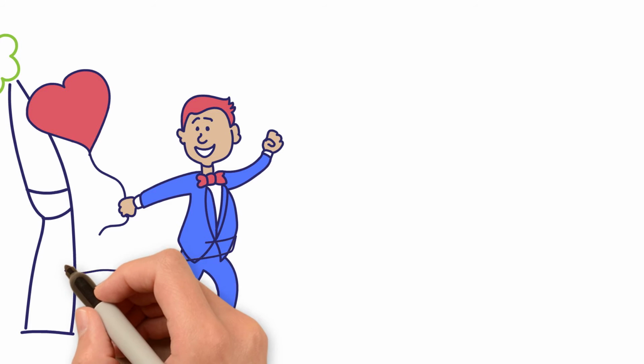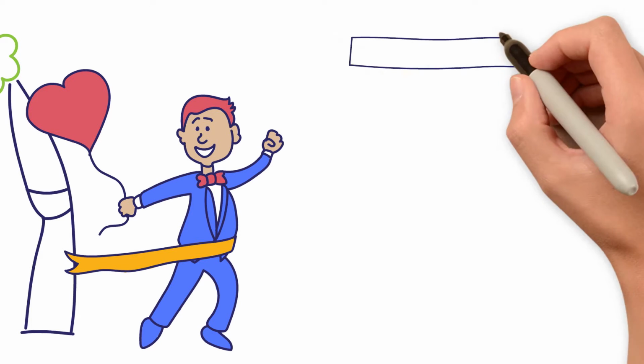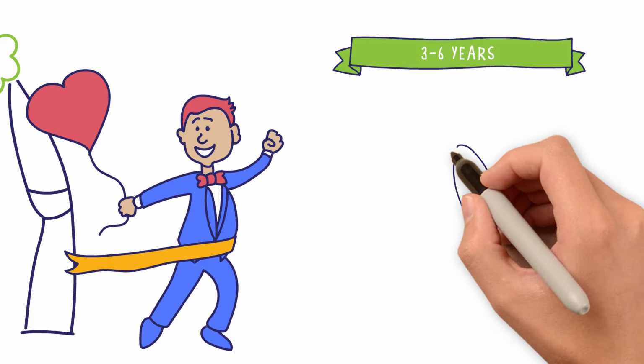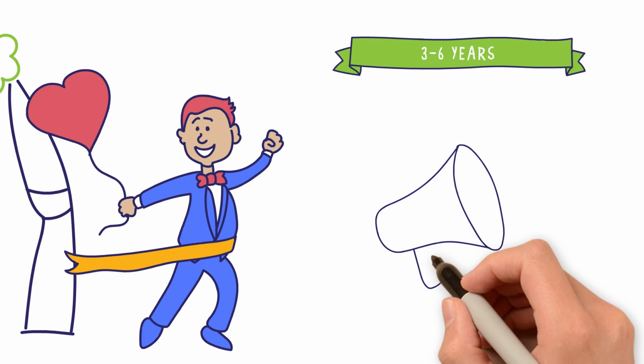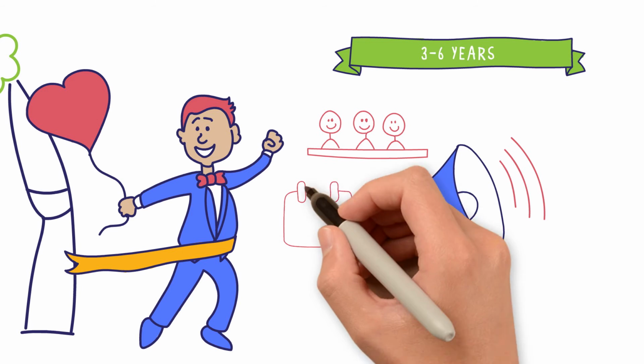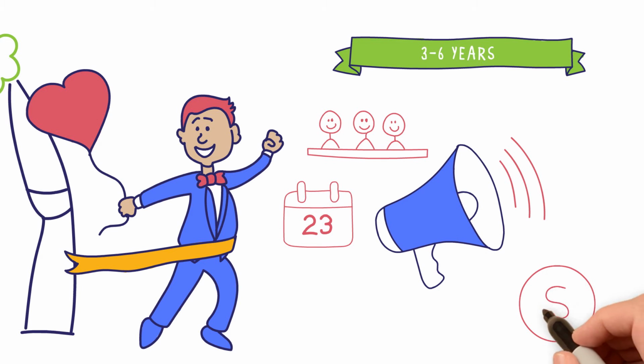Board service is a marathon, not a sprint. A typical board term is between 3 to 6 years. Your job during that time is to serve as an ambassador for the organization by participating in board and committee meetings, community events, and fundraising activities.